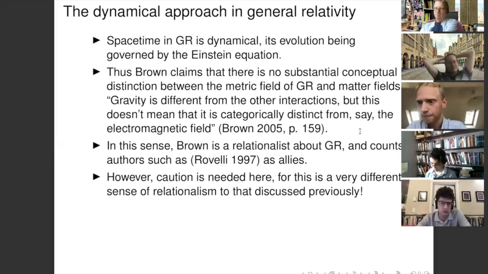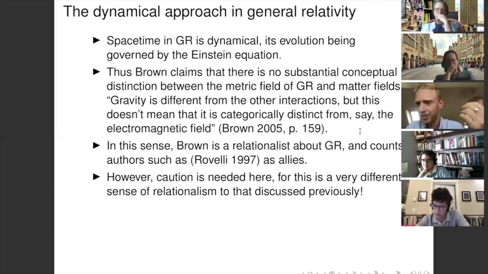When you say that, you're not necessarily saying that you want to ontologically excise or reduce that metric field. You're just saying it has the same conceptual status as matter fields. And so there's a bit of ambiguity about what relationalism means here. Sure, Brown is a relationalist in the sense that he thinks that matter is in the same kind of conceptual class as the metric field in GR. But he's not a relationalist yet in the sense that he wants to reduce the metric field to properties of matter fields.